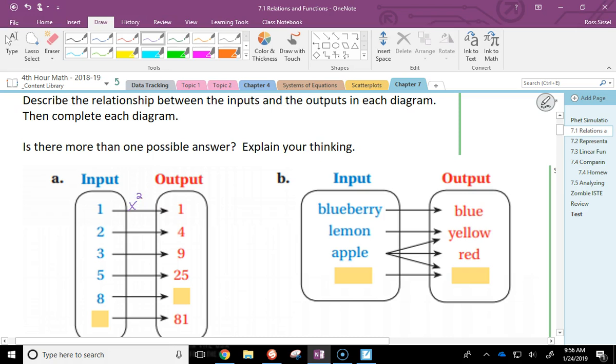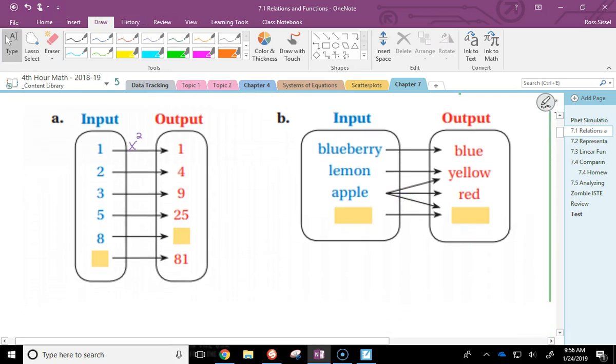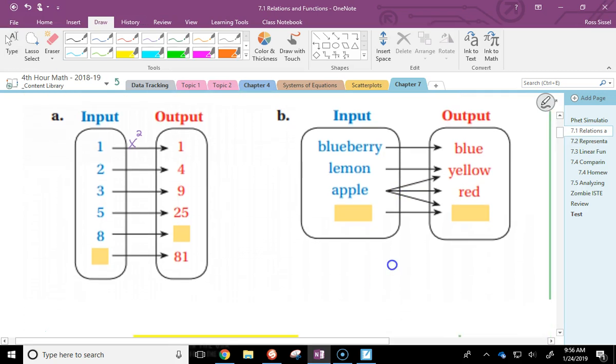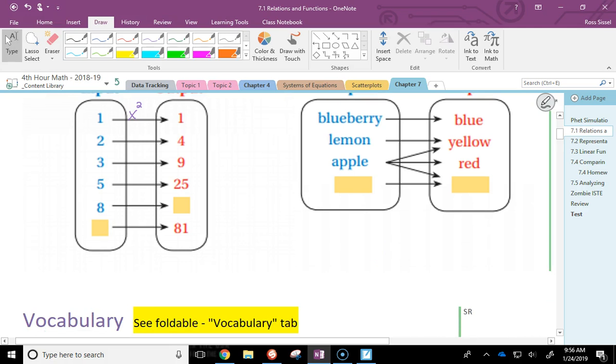Your square. When you times something by itself, that's the exponent 2. So 5 to the second power means 5 times 5. So I have 1 times 1 is 1, 2 times 2 is 4, 3 times 3 is 9, 5 times 5 is 25. So if I put 8 in, what would come out from my output? 64. And if the output was 81, what would have been my input? Good.